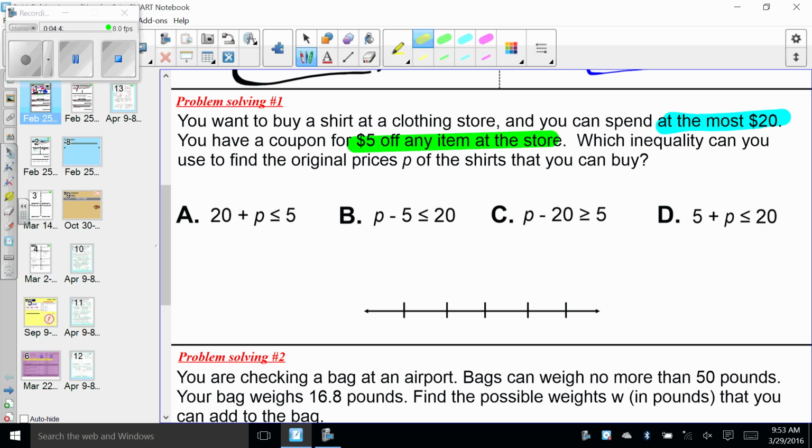So we want to know what is the most that we could spend on this shirt with a $5 coupon, and the most amount of money I have is $20. So as we start to solve, we have a price, and then we're going to take off $5. So we have a price, take off $5, and all of that at most, which means less than or equal to 20. So we could spend exactly 20 or less than 20. I can't spend $21. I don't have $21. So I have $20 left to spend. What is the total amount that the shirt could possibly be with my $5 coupon? And the most I have to spend is $20.